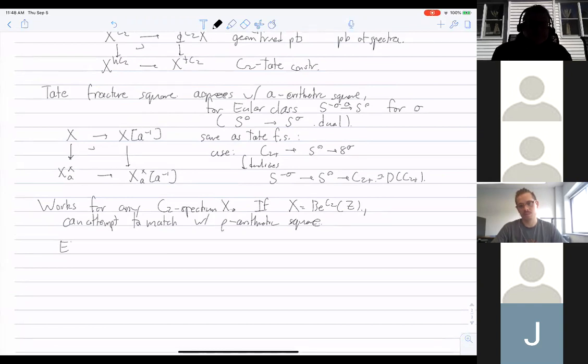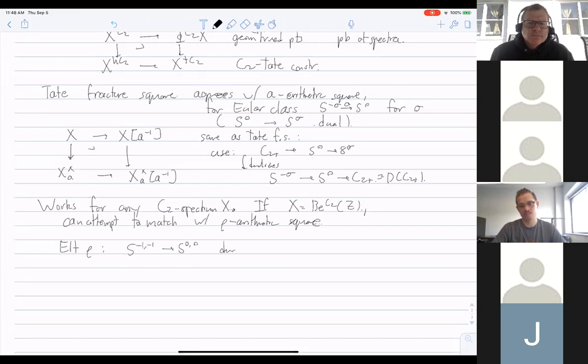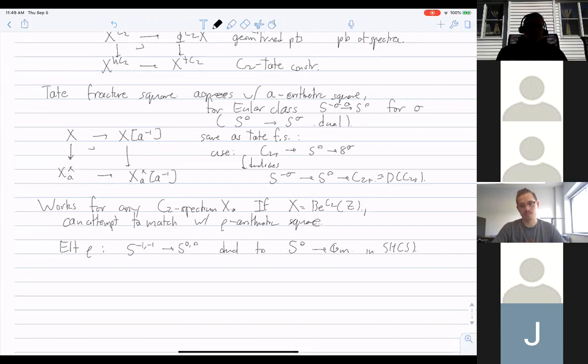Well, the element rho is an element from S minus 1 minus 1 to S0,0, which is dual to S0 to GM. That works in any stable motivic infinity category, SH attached to a scheme, and it corresponds to minus 1 in the ring of functions of S.